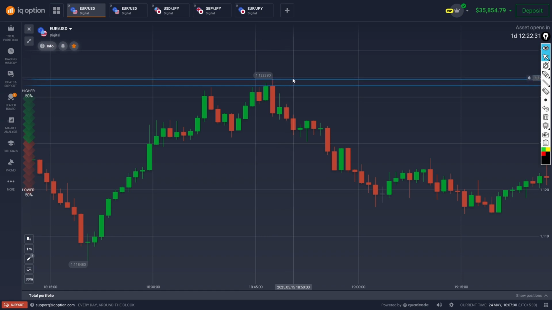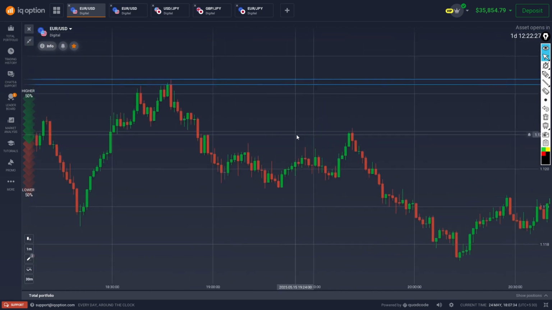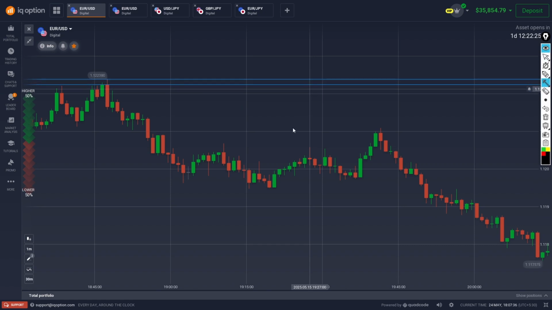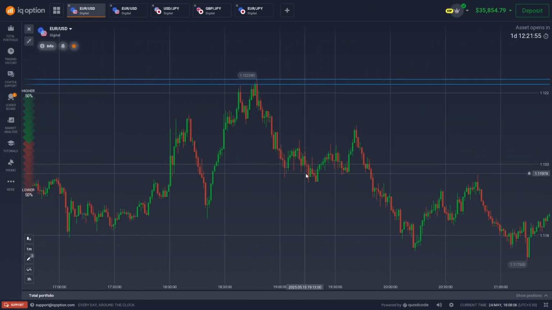This is your resistance zone, and now if price goes up and hits this zone like this, then you will look for a reversal candlestick pattern here, a bearish reversal pattern on the 5-second chart, and then you will place a reversal trade. Now you understand the basics. Let me briefly explain how you will apply this strategy.